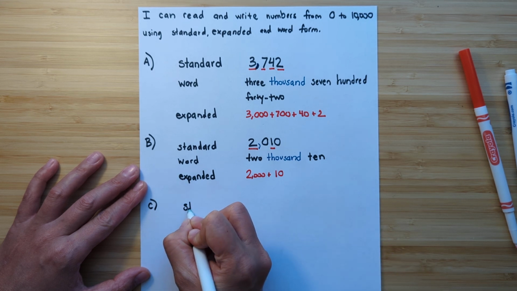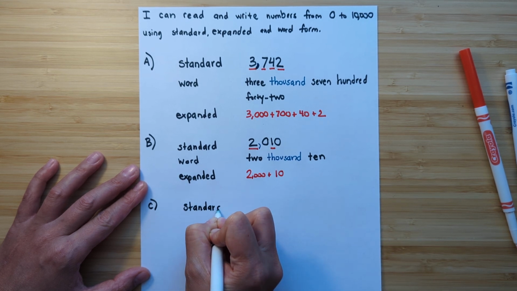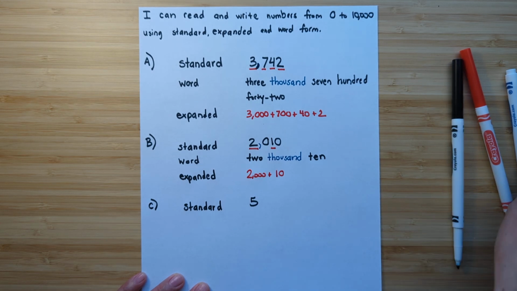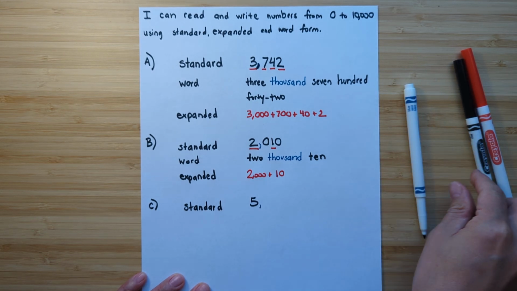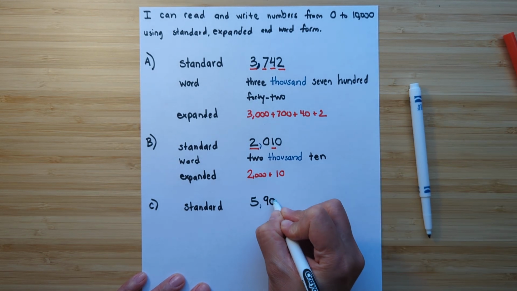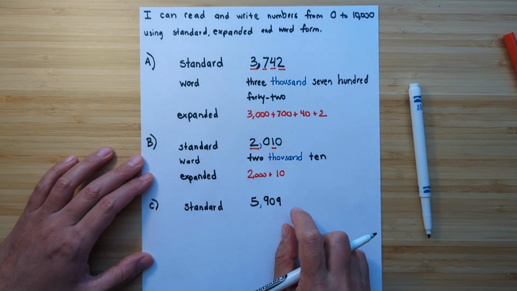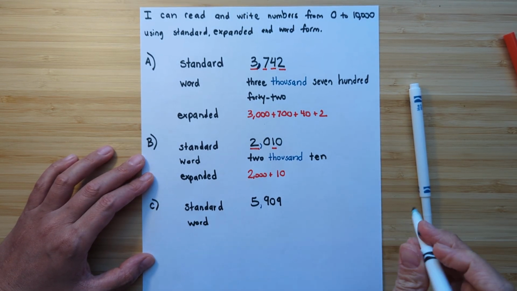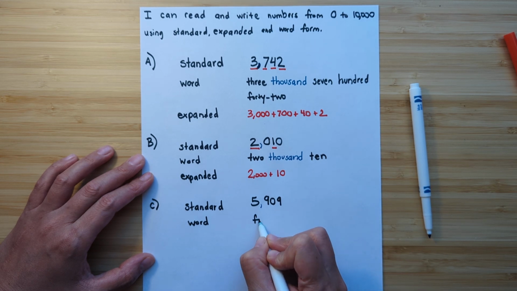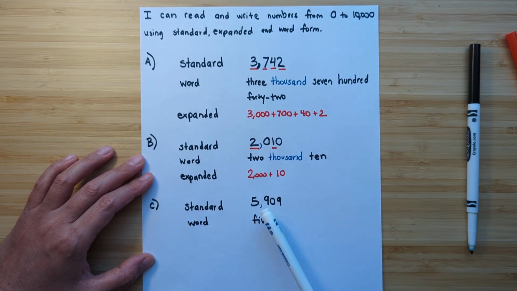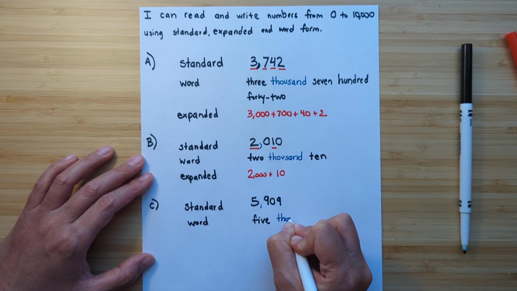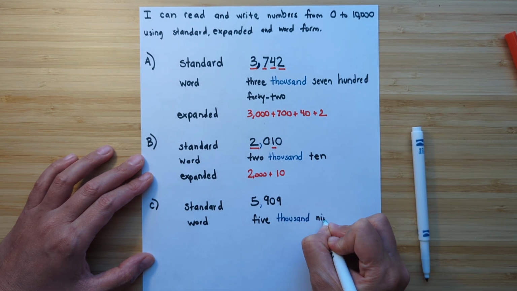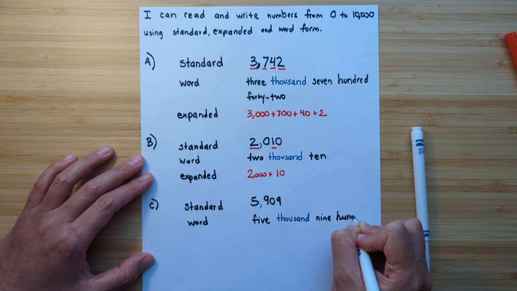Last example here. Again, I'm going to do the same thing where I'm going to write it first, and then I will read it. Okay, so in standard form, that's how it looks like. In word form, it's 5, the number 5. I know this blue comma here represents the word thousand, 5,000. 900.